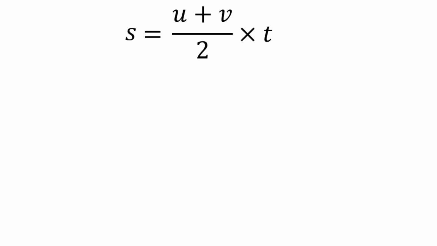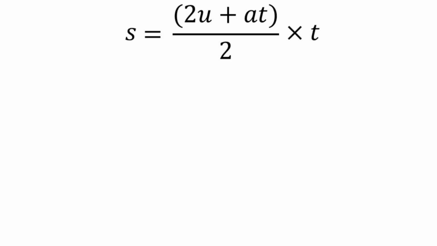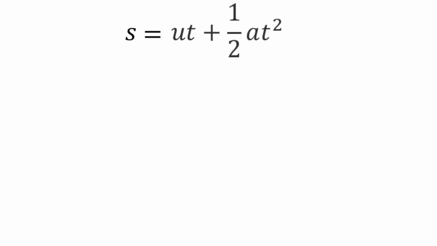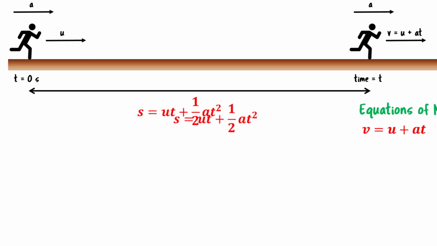We can further substitute the value of v, which is u plus at, and then after solving this equation we get s is equal to ut plus half at square. So we have just got our second equation of motion and we will list it down here.